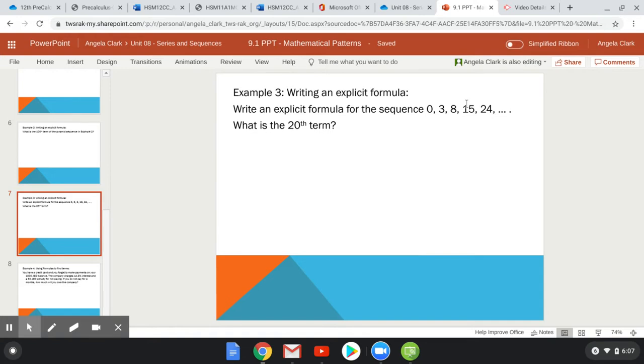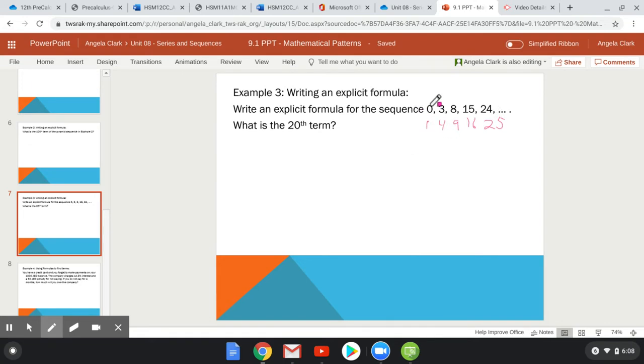With this one, what we notice in the pattern, hopefully we would notice this if we stared at it long enough. Sometimes the patterns are harder to see, and I would consider this to be kind of one of those. Hopefully you'll agree with me that each one of these is one less than a perfect square. So if I add 1 to each one of these, I'm going to get a perfect square, right? 1, 2 squared, 3 squared, 4 squared, 5 squared.